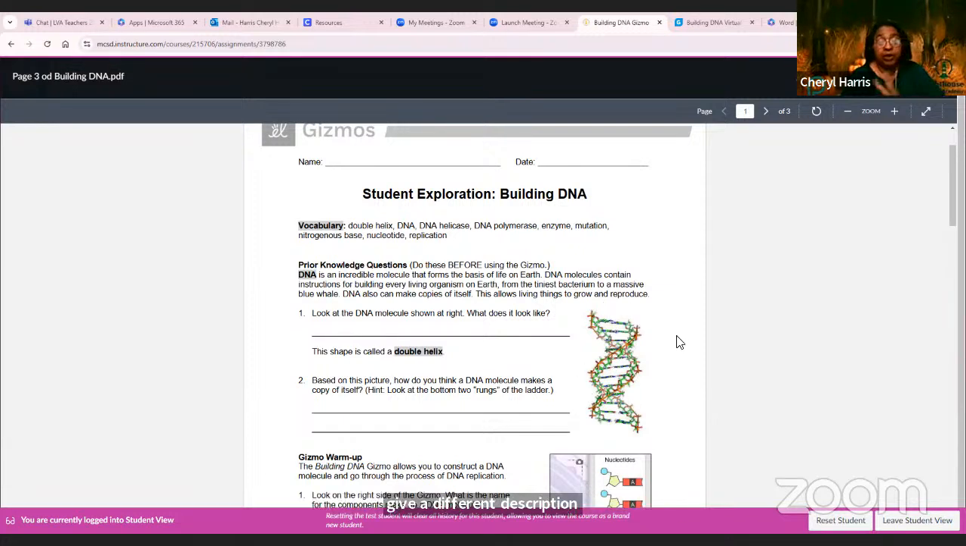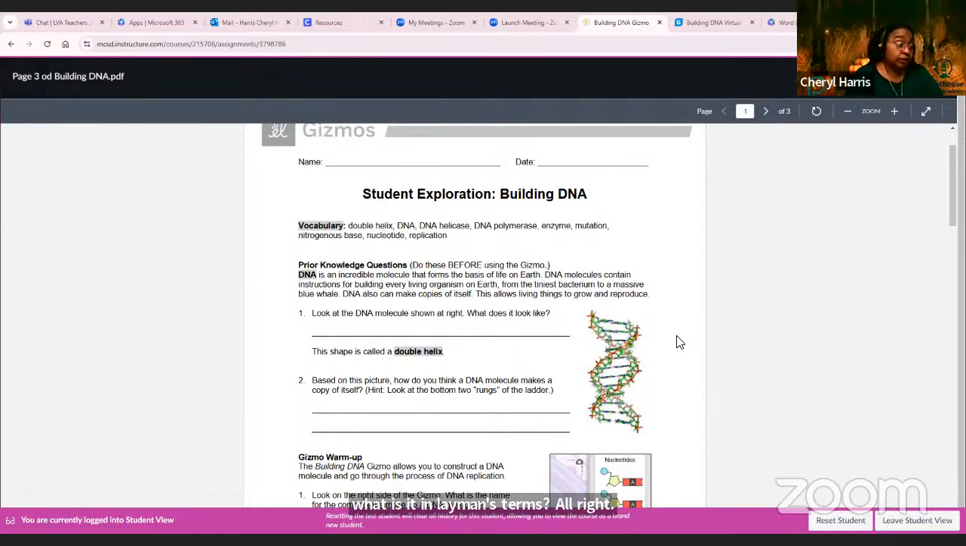What did we compare this to? Somebody can type it in the chat. For number one, what does it look like? Other than saying that it's a double helix, because that's the scientific answer. What is it in layman's terms? All right, Azalea said it looks like a ladder.